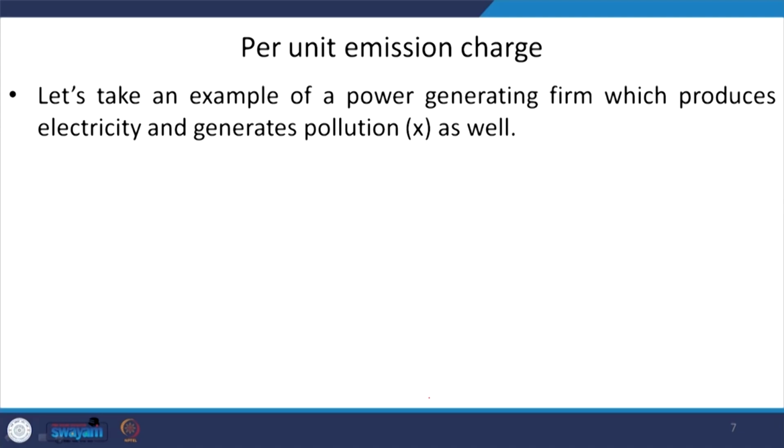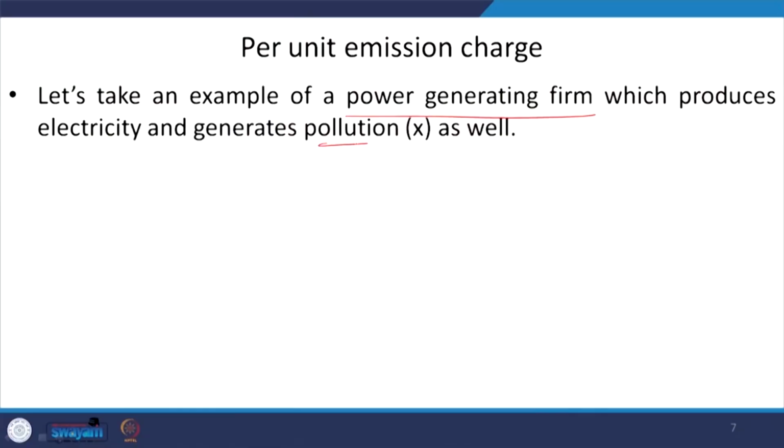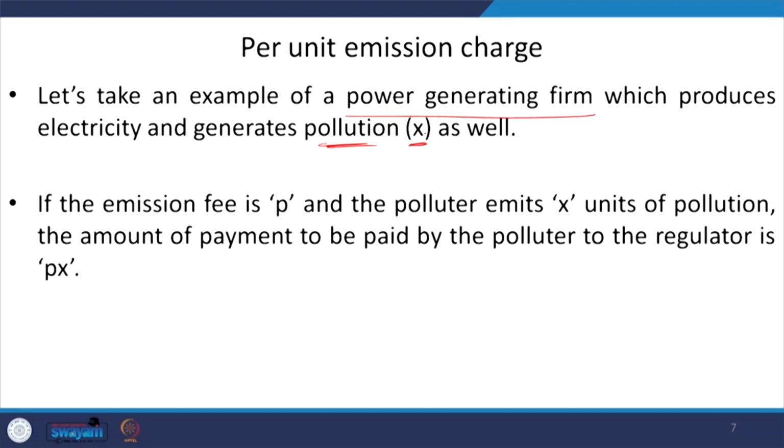So, let us suppose we are taking the case of a power generating farm. The output of the power generating farm is electricity, and along with the electricity production it will be generating pollution itself. Now let us take this pollution level generated to be x. If the pollution fee or emission fee is charged at p rupees per unit, and the farm is generating x units of pollution.